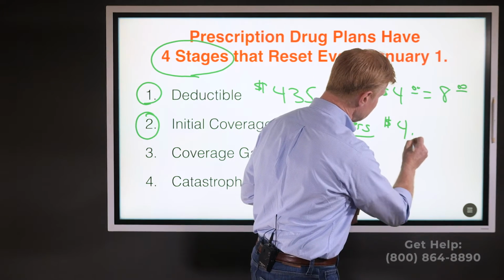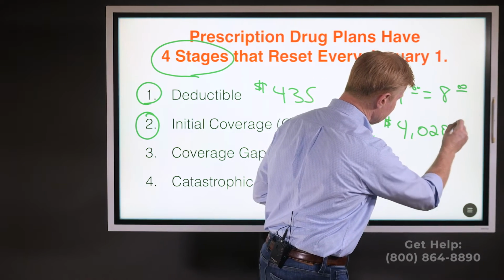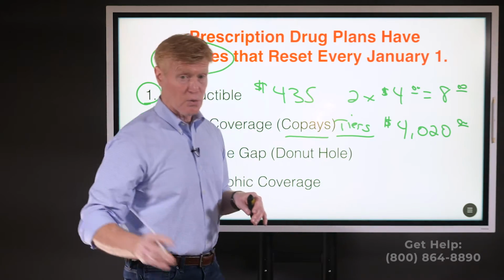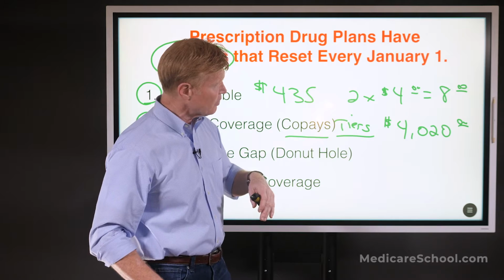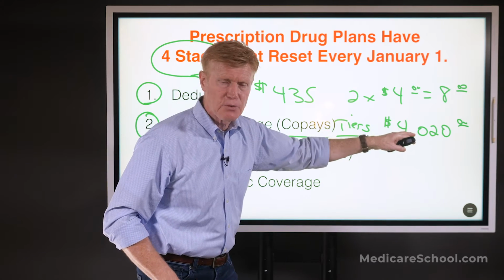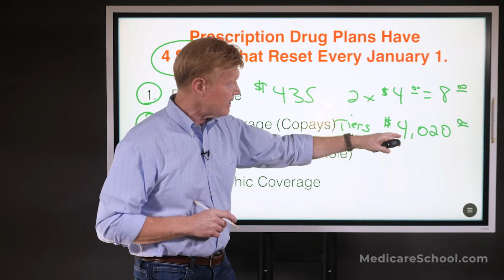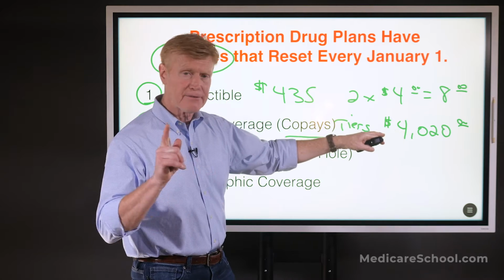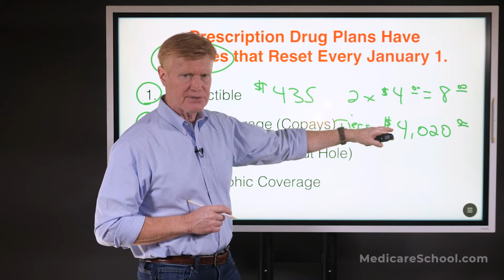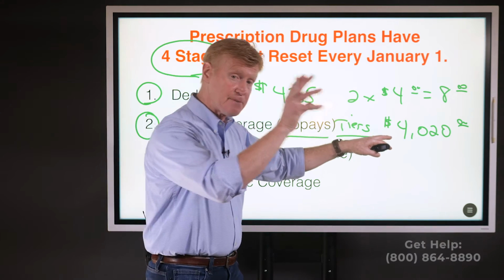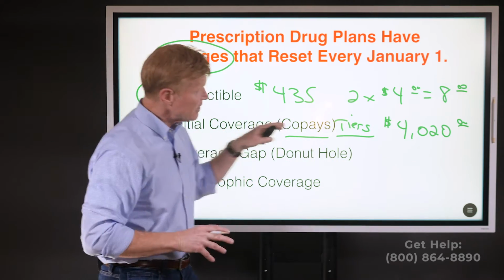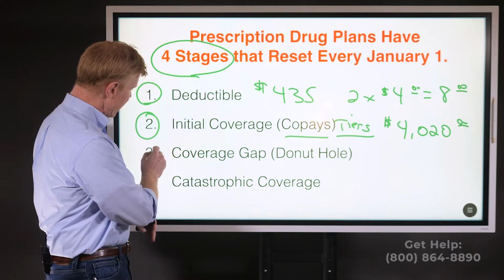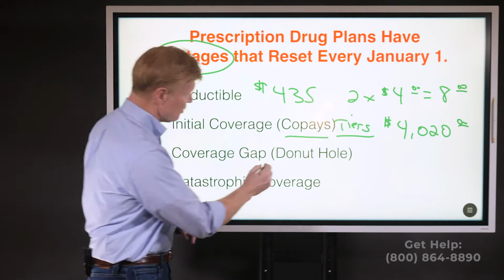And if the total retail cost at any time in the year reaches $4,020, and of course that's the 2020 number, this will go up a little bit in 2021 and beyond. If we ever reach $4,020 retail, again, you didn't pay that. You actually paid a fraction of that, probably 10, 15% of that, and the plan you're on made up the difference. But if the retail total ever reaches that threshold, then we are done in stage 2, and now we go to stage 3, which is called the donut hole.